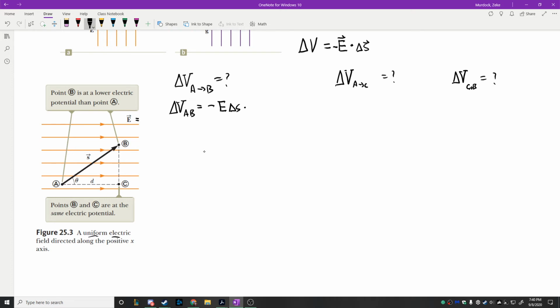In this case, delta S is just represented by the variable S, so we're going to get rid of the delta. It's going to be E times S, and then we multiply by the cosine of the angle between the two of them, cosine theta. But then we look at the picture. What's S cosine theta equal to in this triangle right here?